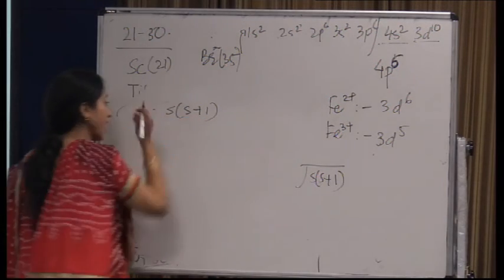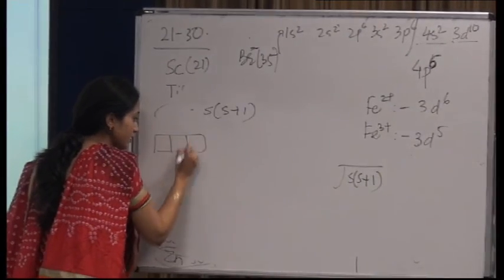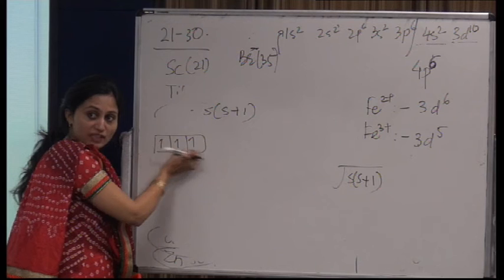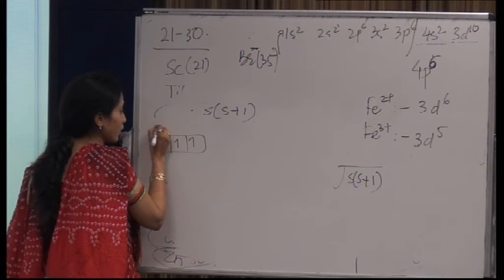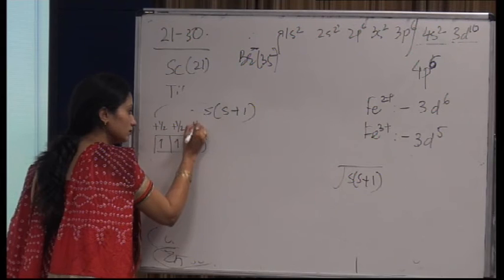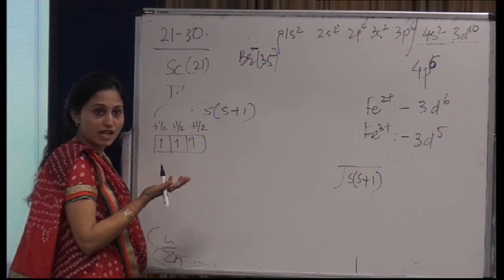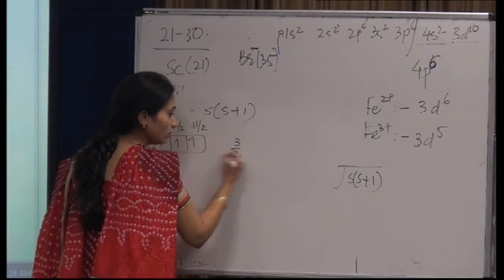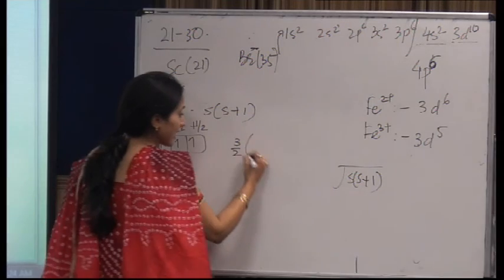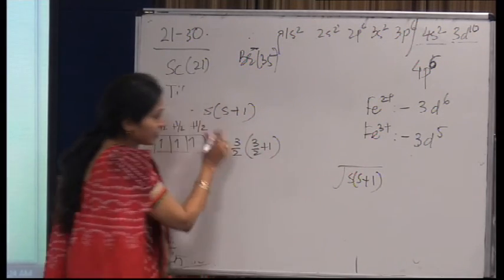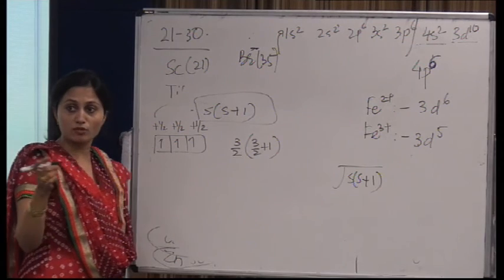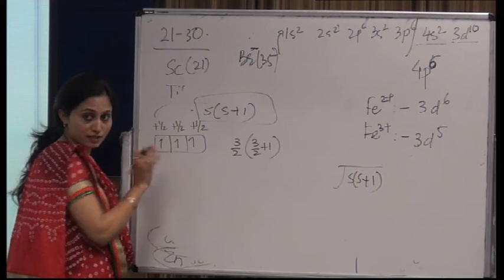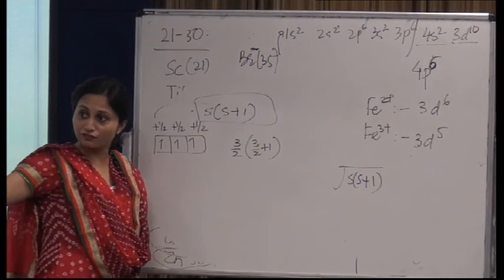So when you have electrons, how many? 1, 2, 3. According to Hund's rule each one will get singly filled first. So suppose each one has a plus half spin. Then what will be the total spin? It will be 3 by 2, and that will be 3 by 2 plus 1 if you can get it easily. Spin multiplicity can be noted down by a factor of s into s plus 1. So when you have all the three singly filled first, Hund's rule, you understood that each one will be singly filled first and then pairing will start.